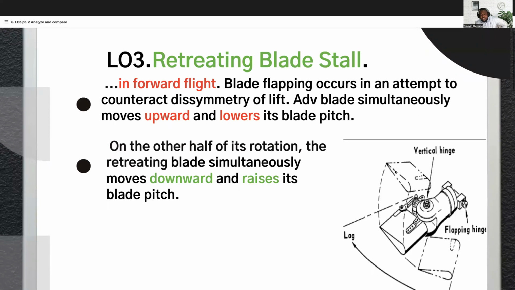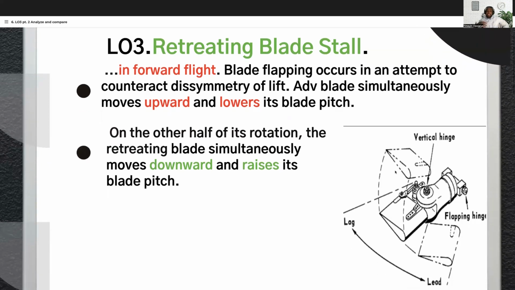The idea of a retreating blade stall, however, is that the advancing blade is moving faster and the retreating blade is moving slower. As we try to break that forward speed limit and try to go faster and faster, the difference becomes more and more, and that retreating blade has to seek a much higher and higher blade pitch until it eventually stalls. So the combination of a slower blade moving at a very high pitch exceeds that critical angle of attack, and then we have a stall.